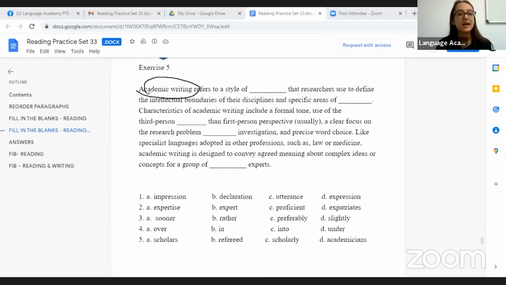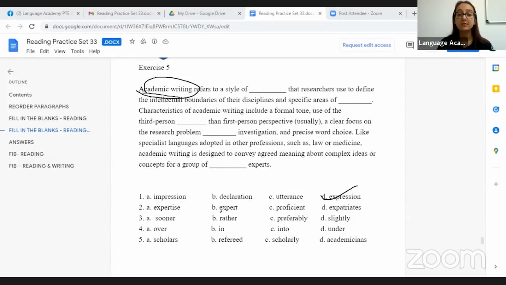So academic writing refers to a style of conveying ideas. Conveying would have been fine, or expressing is fine. So expression is basically the answer, because this way of writing is not only used for declaring, this way of writing does not leave any impression, and this way of writing is not speaking. Utter means to speak. So this way of writing is to express, that researchers use to define the intellectual boundaries of the disciplines and specific areas of dash.